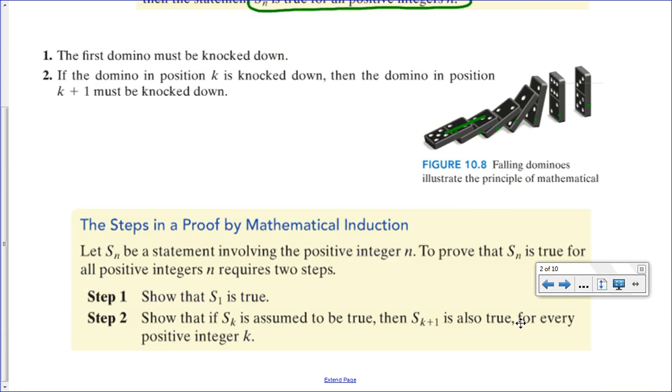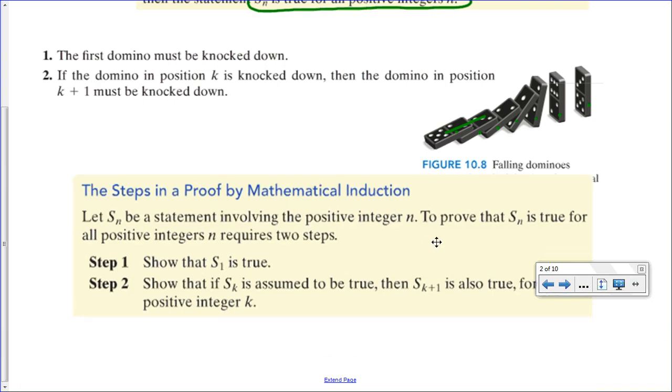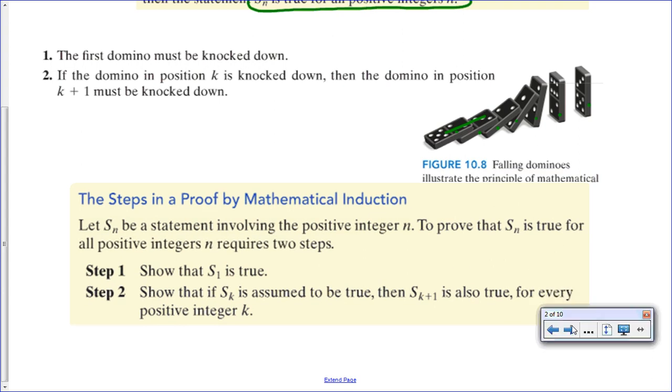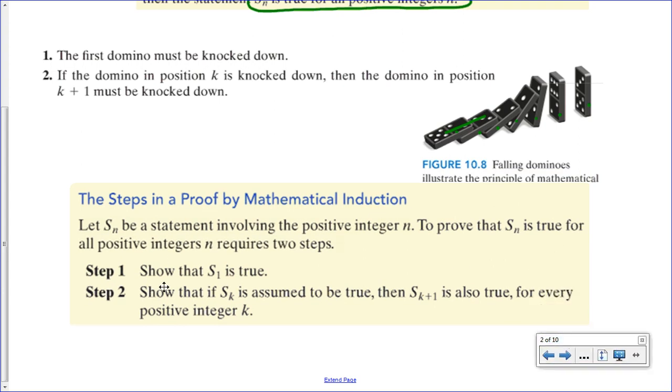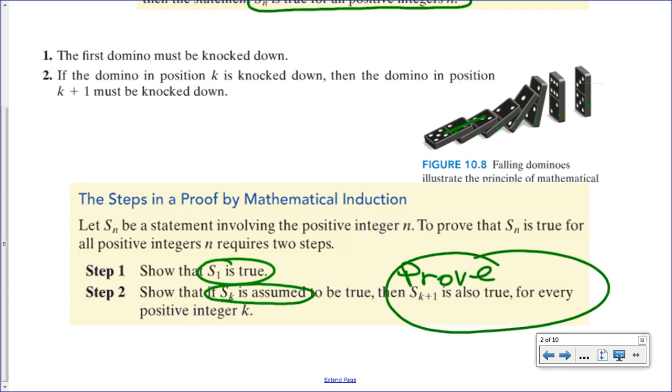All right, so again, this is a little repetitive, but what we have here is the same steps that I mentioned before. So we show that S sub 1 is true, then we assume that it is true for S sub k, and then we will prove that it is true for S sub k plus 1.